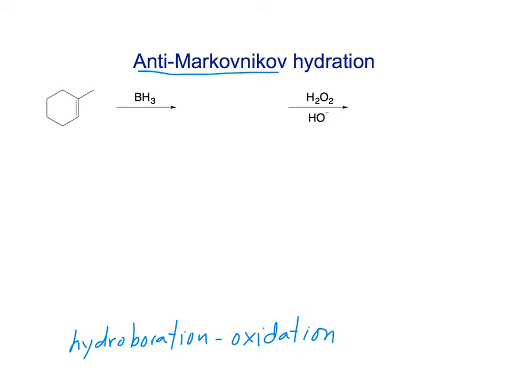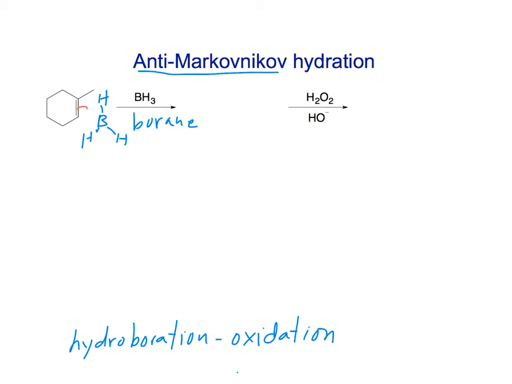To do the hydroboration part, we use, this is borane. And borane is going to add directly to the double bond. It's going to align itself with the hydrogen-boron bond parallel to the carbon-carbon double bond, with the H pointed toward the more substituted side.